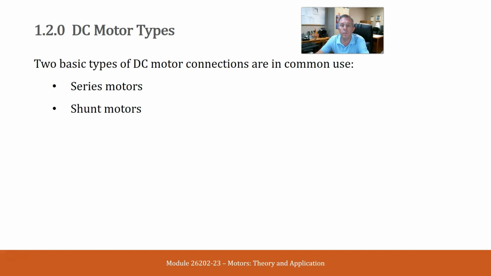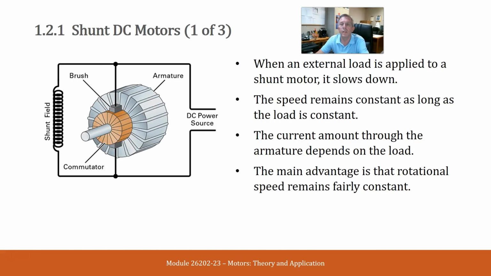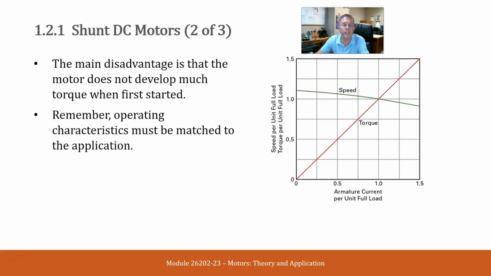Two types of DC motor connections are in common use: series motors and shunt motors. When an external load is applied to a shunt motor, it slows down. The speed remains constant as long as the load is constant. The current amount through the armature depends on the load. The main advantage is that rotational speed remains fairly constant. The main disadvantage is that the motor does not develop much torque when first started. Remember, operating characteristics must be matched to the application.